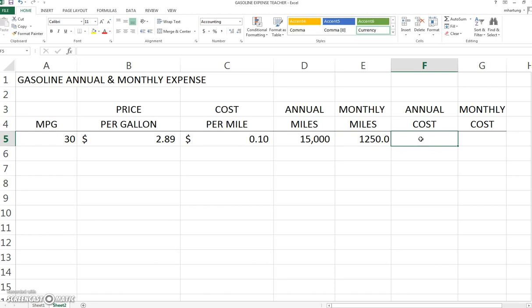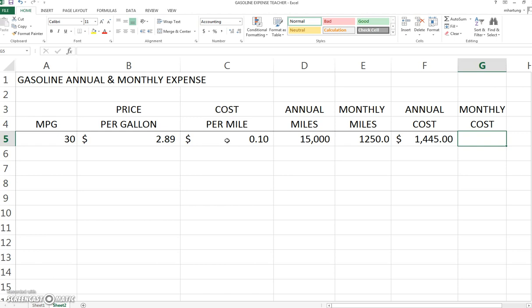Next up, annual cost. Annual means yearly. So it's 10 cents per mile, 15,000 miles a year. How would we calculate that? Add, subtract, multiply, or divide? Multiply, that's right. So you're going to multiply your 15,000 miles per year by the 10 cents per mile. Once again, that equal sign, 15,000 miles per year times 10 cents per mile. So the annual cost with gasoline prices at $2.89 a gallon is $1,445.